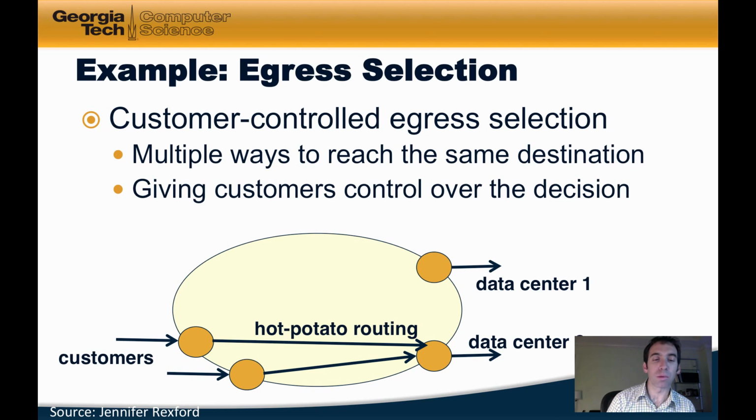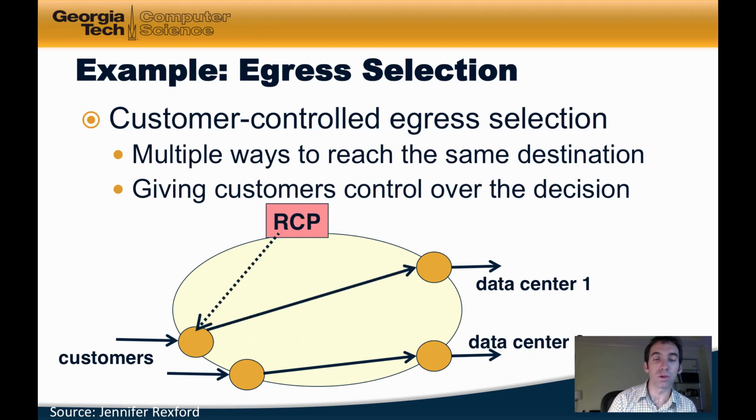The second example would be to let customers themselves control the selection of egress routers. So for example, if a particular customer wanted to use one data center or another to reach its particular services, again, the network could use the RCP to send traffic for one customer to one data center and another customer to a different data center.